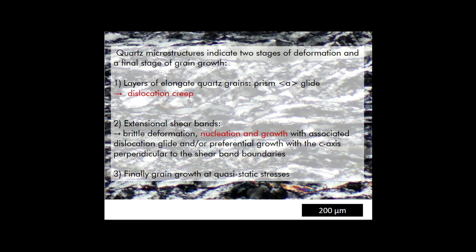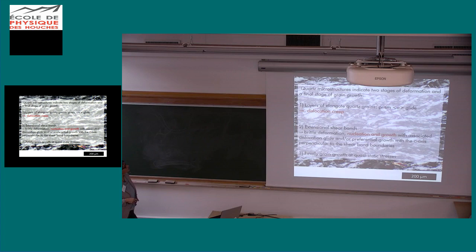Okay, so to summarize the quartz microstructure, well, we have different stages, or different populations, I should say, and can we relate that to different stages? That is, of course, always a question from the natural system. So we do see the layers of elongate quartz grains, prism <a> glide, which points to dislocation creep.